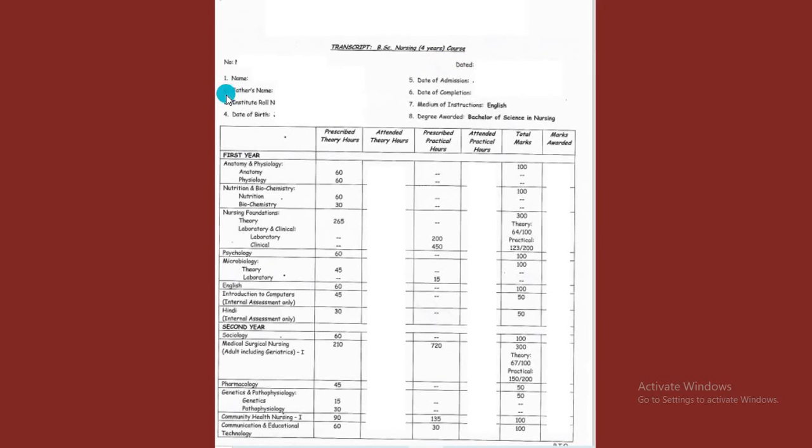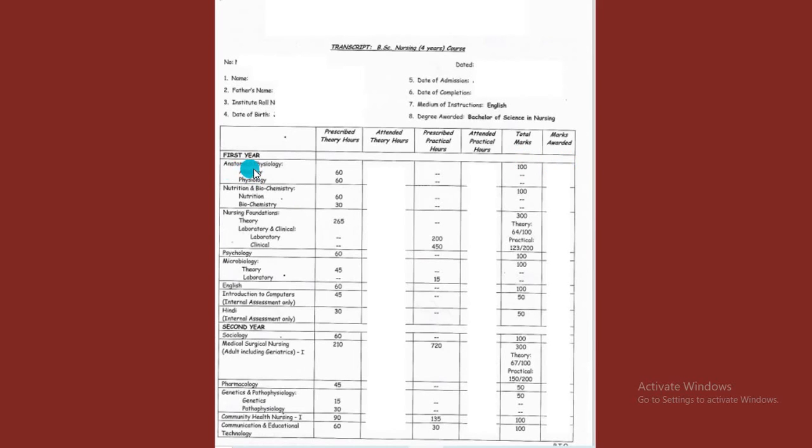Then it specifies your name, your father's name, institute roll number, date of birth, date of admission to the course, date of completion, medium of instruction, and degree awarded, right? These are all the details in this transcript. Moreover, it includes the prescribed theory hours, what the course requires, and how many the student has attended, then the practical hours prescribed and attended, and then the total marks of each exam and the marks obtained by the student.